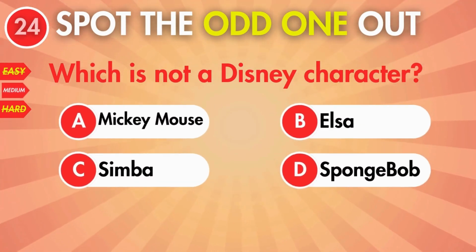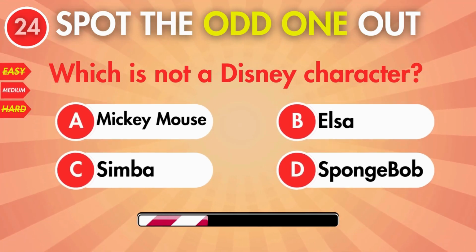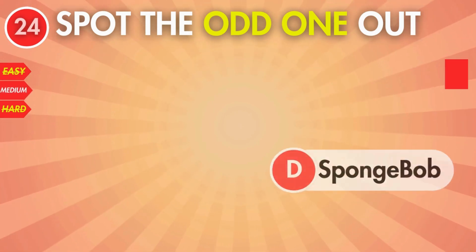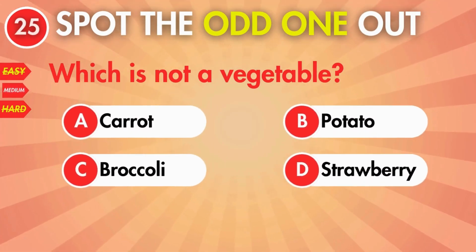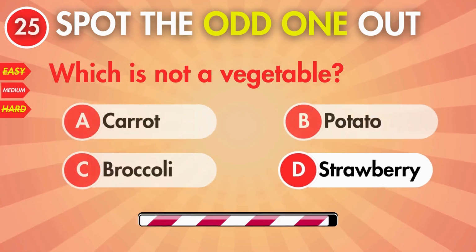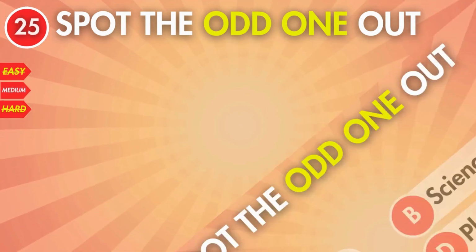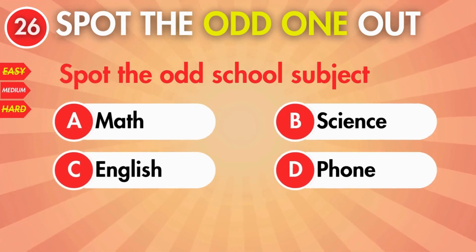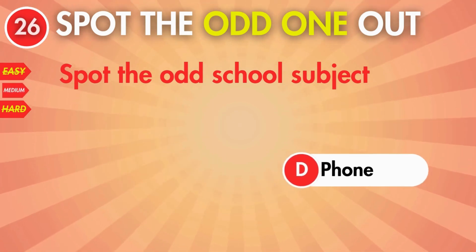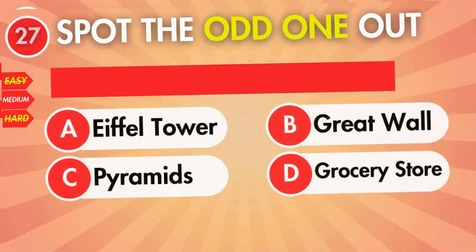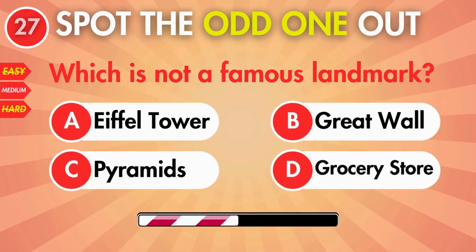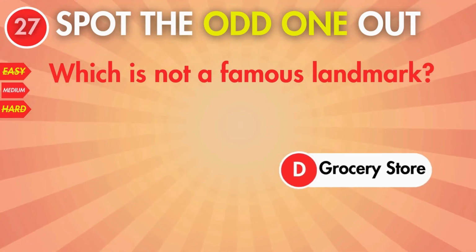Which is not a Disney character? SpongeBob. Which is not a vegetable? Strawberry. Spot the odd school subject. Which is not a famous landmark? Grocery store.